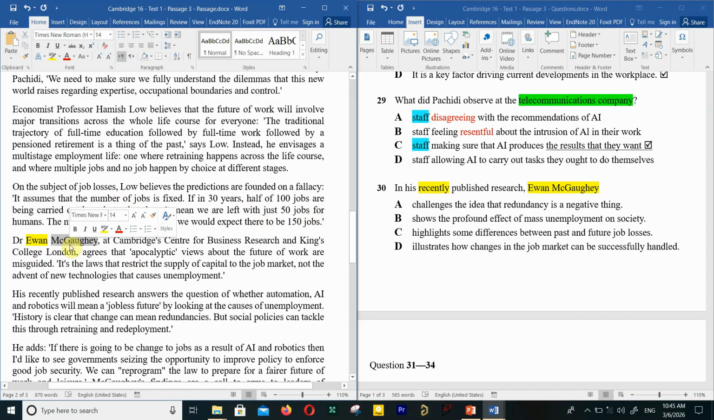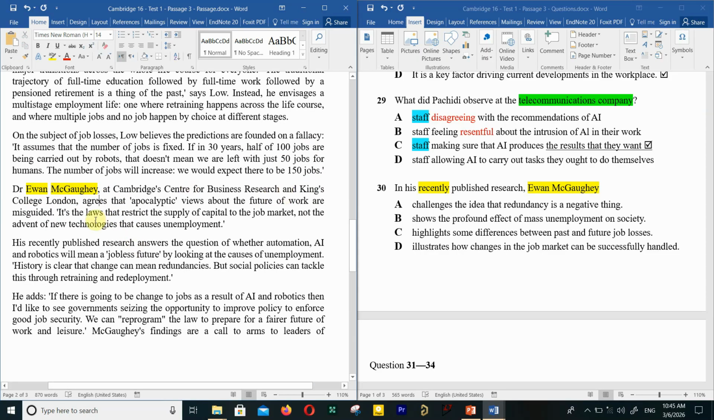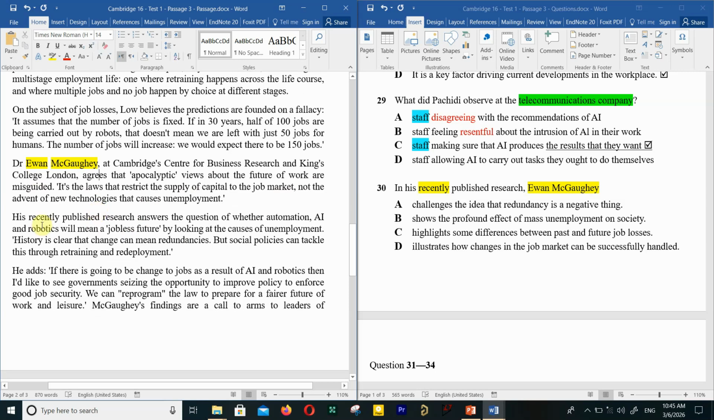Dr. Ivan McGoogie at Cambridge, blah, blah, blah. And then you're going to find recently. This is recently. Or something related to this. Maybe some paraphrasing. Maybe in recent years. Something like that. Okay. So in his recently published research, you see, when you find the keyword, you don't have to go through this whole paragraph. It's going to just waste your time.